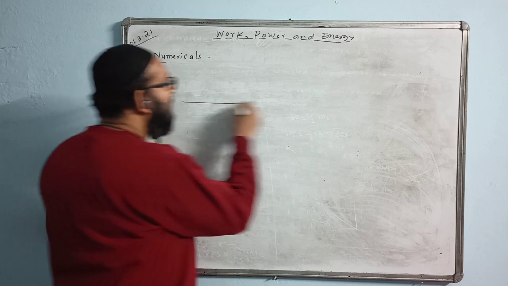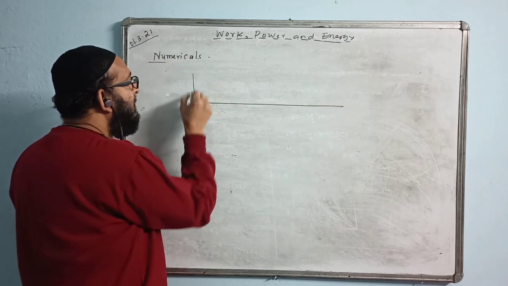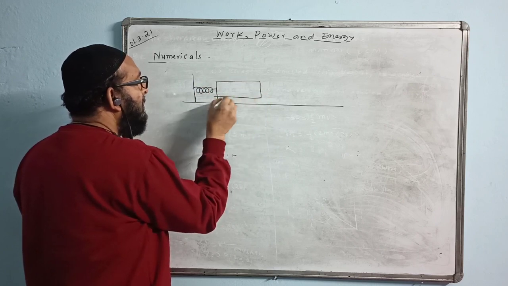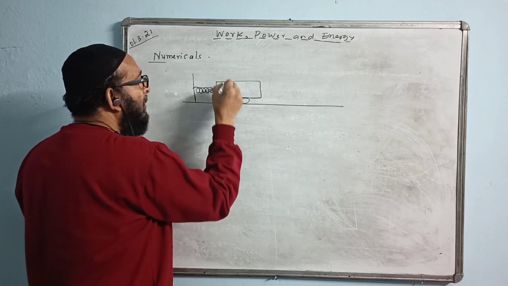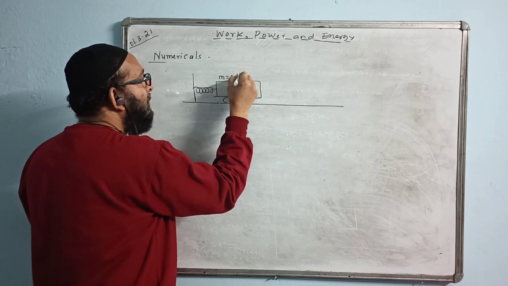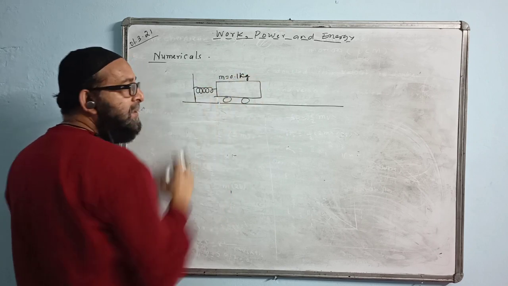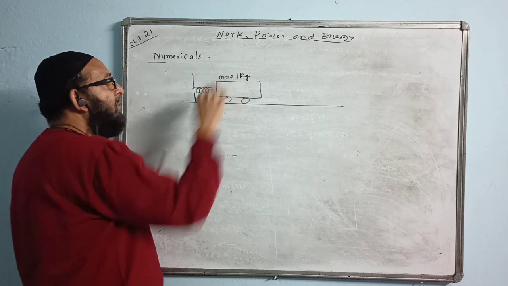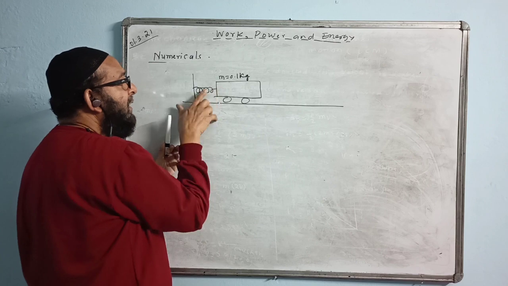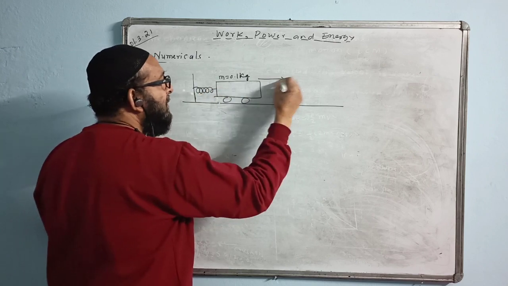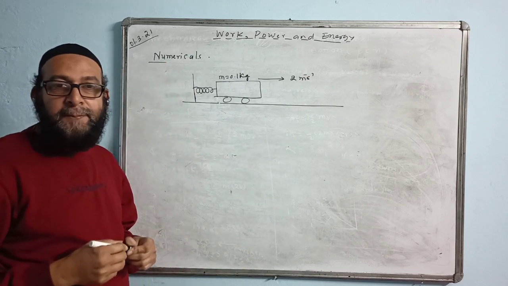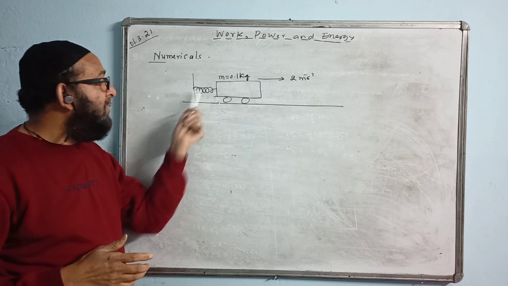Suppose they have given this type of question once in ICC. They are saying there is a toy cart. Mass of this was given 0.1 kg. It is compressing a spring. There was a spring and the toy cart is compressing the spring like this. Once it is released from the spring, it is moving like this with a velocity of 2 meters per second. Find the potential energy of the spring.